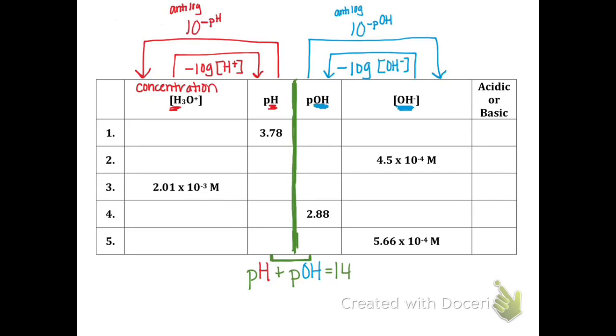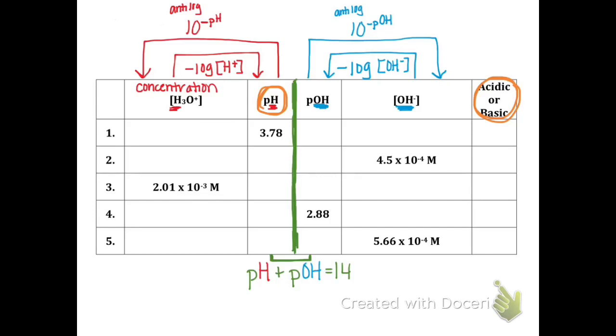Now, a little reminder as well: if you want to answer this question right here, you always need to look at the pH. The pH is either going to be less than 7, equal to 7, or more than 7. So I'm going to do just a couple of examples, and then I'm going to fill out the rest of the chart.